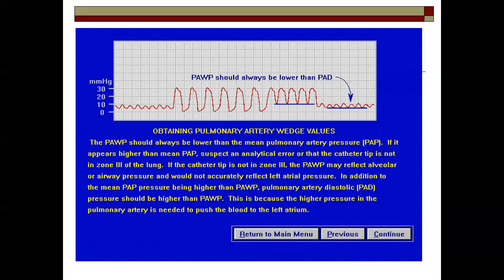Comparing wedge pressures to pulmonary artery pressures. Generally, the wedge pressure should always be lower than the pulmonary artery diastolic pressure. So always know where your pressures are. The mean pulmonary wedge pressure should be lower than the mean pulmonary artery pressure.